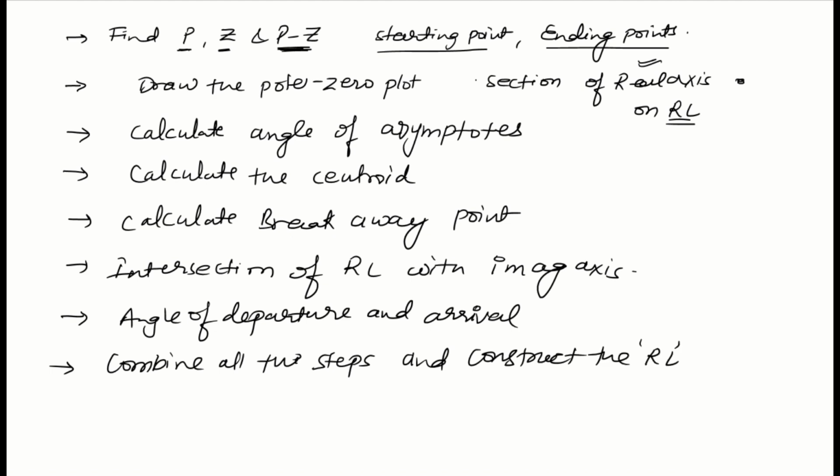Depending upon the problem, there may be problems in which there are no complex poles and zeros. In that case we do not require this step. In some problems there will be no consecutive zeros and poles on the real axis, so we do not need to calculate the breakaway point. So depending upon the problem, we may not need all the steps to draw the root locus. I hope you understood these rules to construct the root locus. In the next lecture we will take a few examples of how to construct the root locus. Thank you.